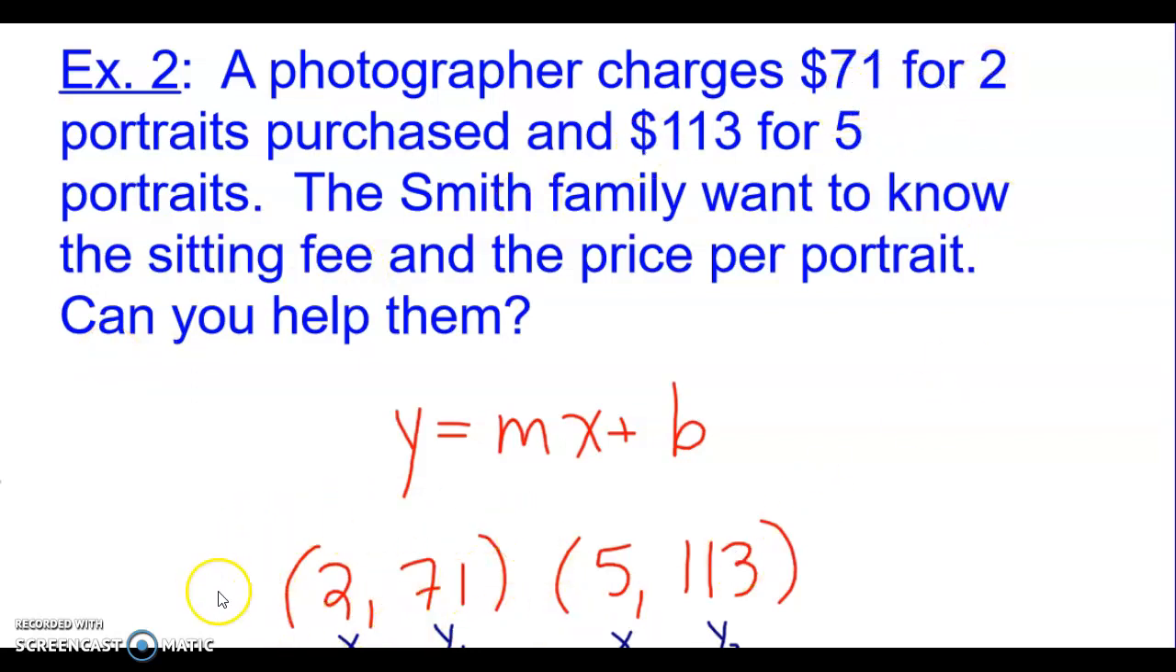So look at how I wrote out that ordered pair. I didn't write it out as (71, 2), I wrote it out as (2, 71), because cost, 71, that's always y, our dependent variable. The number of portraits purchased, that's always x, our independent variable. Okay, remember, money is always y. Okay, time is always x. Those are standards in mathematics. Okay, second piece of information, $113 for 5 portraits. Write that out as an ordered pair, and it's (5, 113).